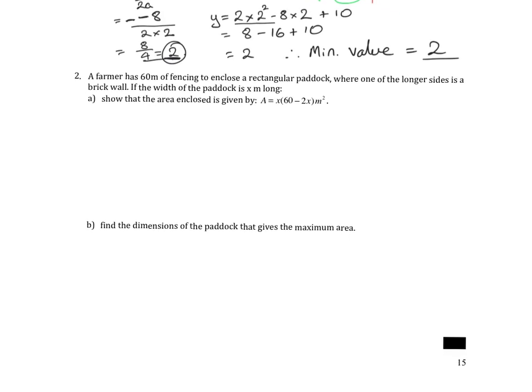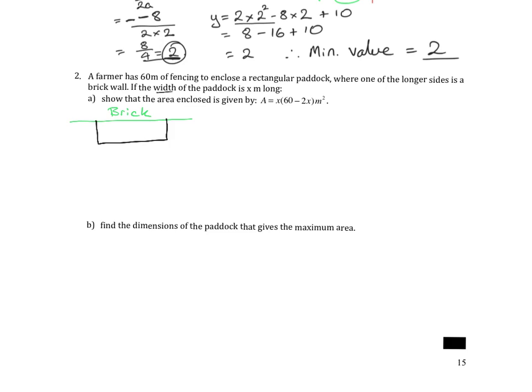Question 2. A farmer has 60 meters of fencing to enclose a rectangular paddock, where one of the longer sides is a brick wall. Okay, so let me just start drawing this. First, we've got to remember that they've got a brick wall, but then the fencing is going to be the other 3 sides. Okay, so all the black has to add up to 60.